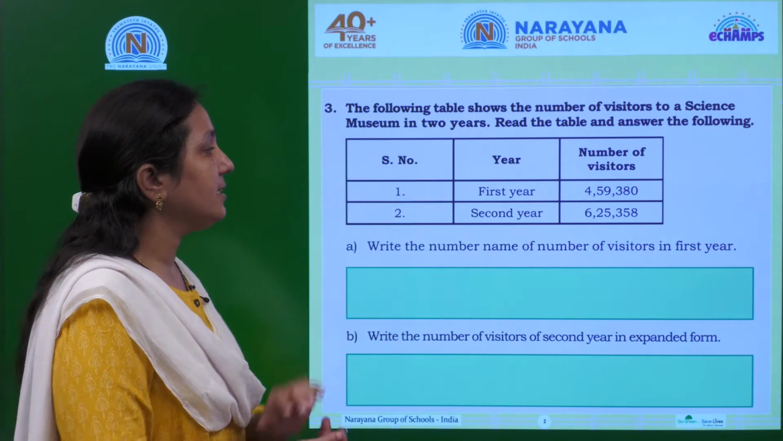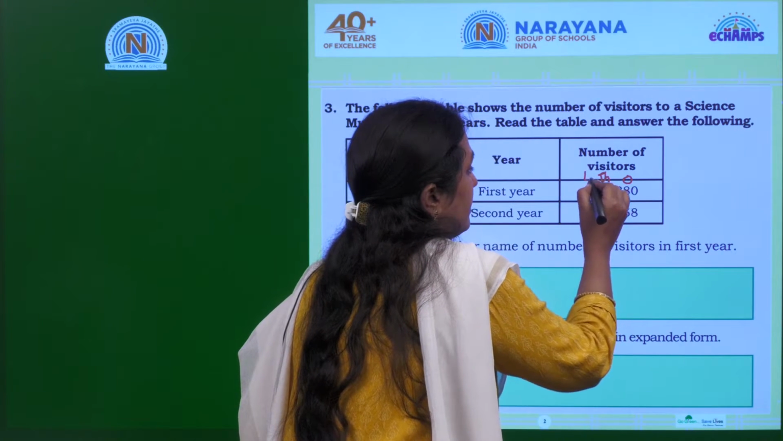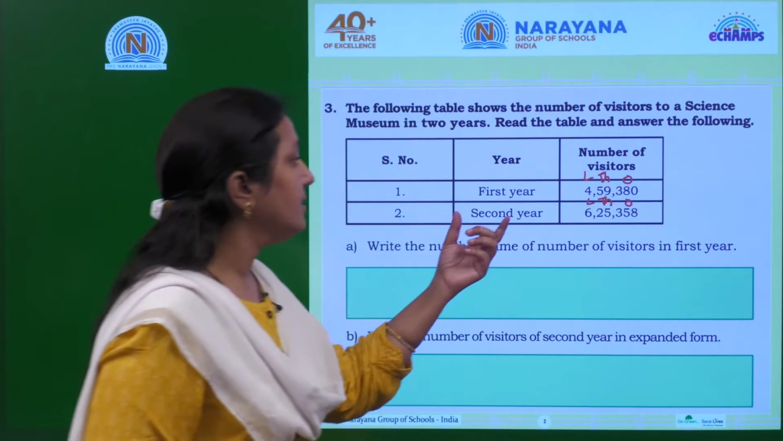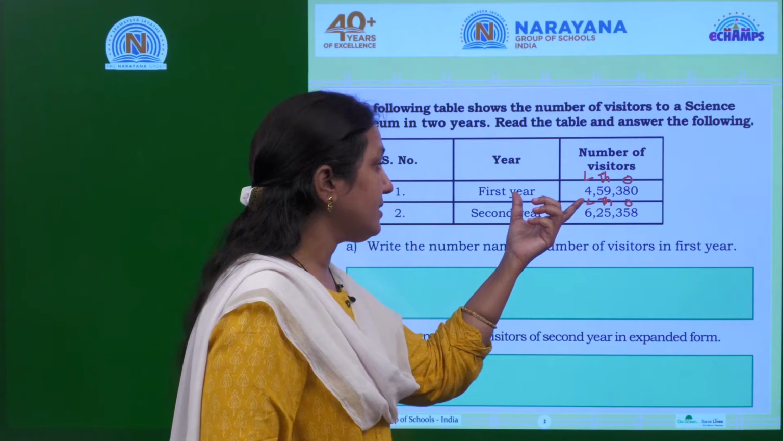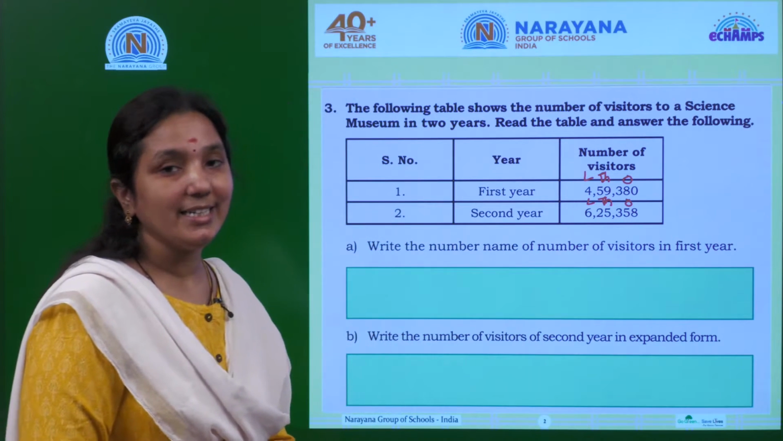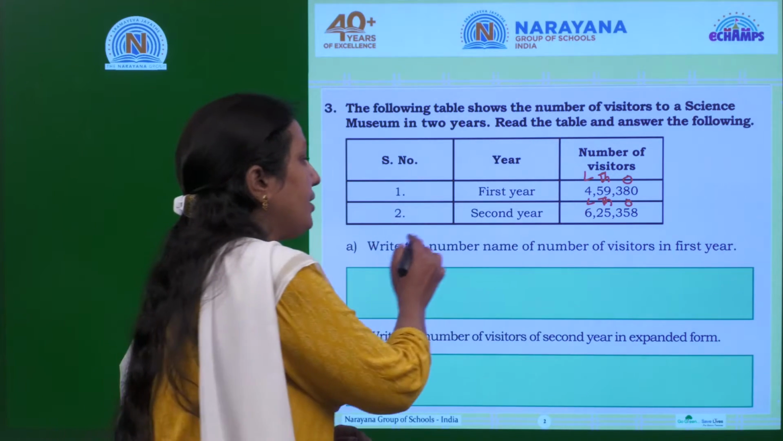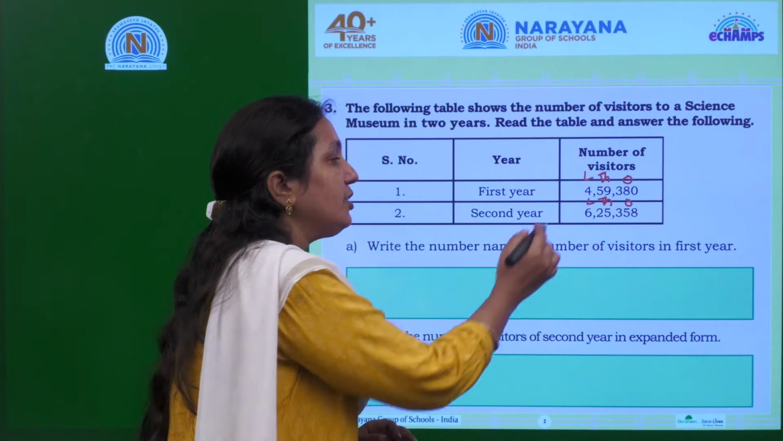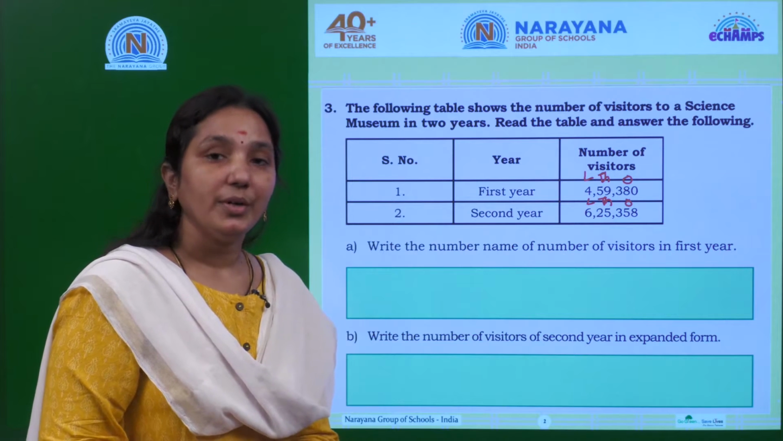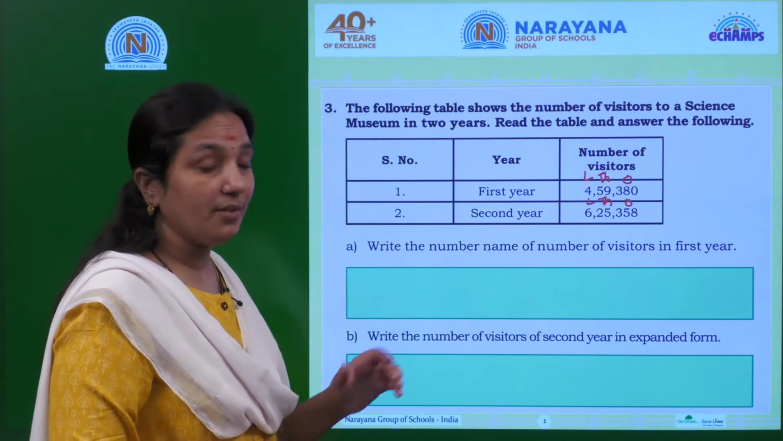Here we have ones, thousands and lakhs. In the first year, how many visitors visited? Here, 4,59,380. Coming to the second year, 6,25,358. Now we have to answer the following.